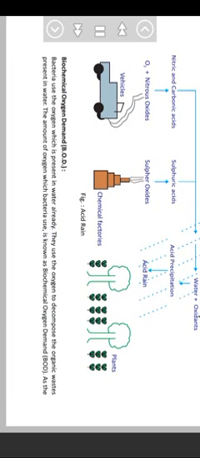Biochemical oxygen demand, BOD. Bacteria use the oxygen which is already present in water. They use the oxygen to decompose the organic wastes present in water. The amount of oxygen which bacteria use is known as biochemical oxygen demand, BOD. As the use of oxygen increases in water, dissolved oxygen, DO, decreases. Hence BOD is inversely related to DO. We can measure water pollution by the value of BOD, or we can say that biochemical oxygen demand is a parameter to measure water pollution.